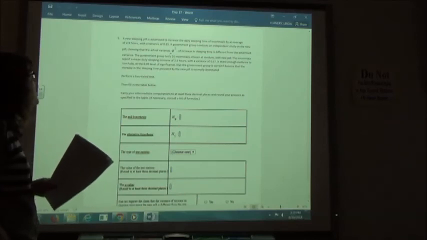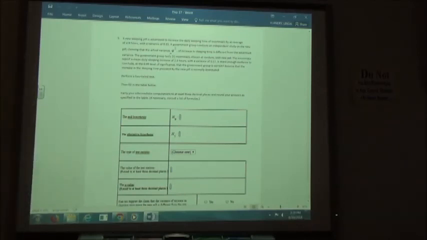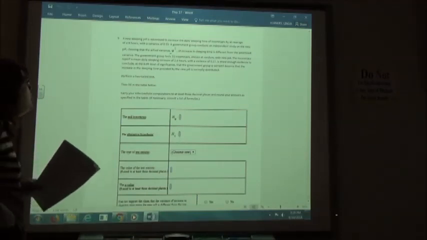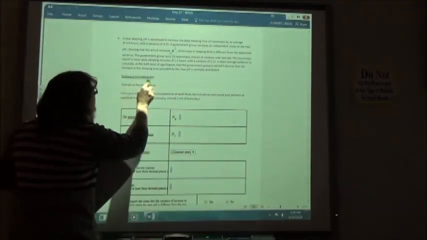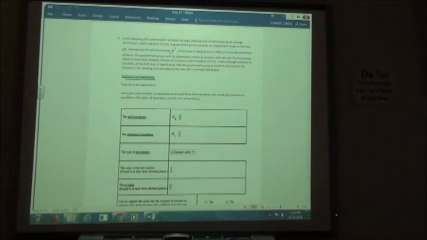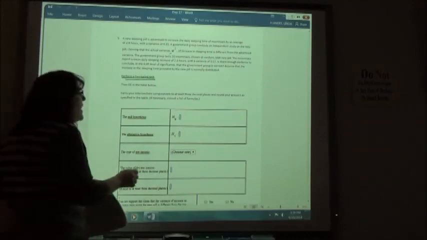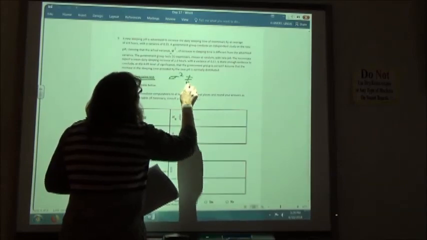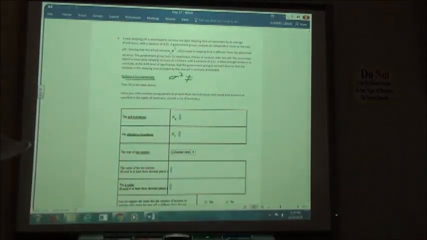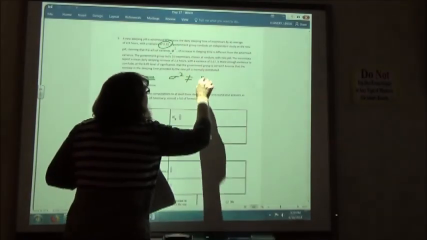Is there enough evidence to conclude at the 0.05 level of significance that the government group is correct? Assume that the increase in the sleeping time provided by the new pill is normally distributed. Notice it says perform a two-tailed test. If it's a two-tailed test, it's not a greater than or a less than, it's a not equal to, right? Anytime it says it's a two-tailed test, I'm testing not equal to. So is my variance not equal to the 0.35, which is what their claim is?